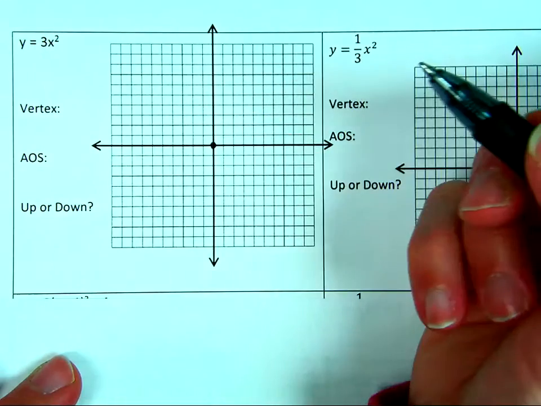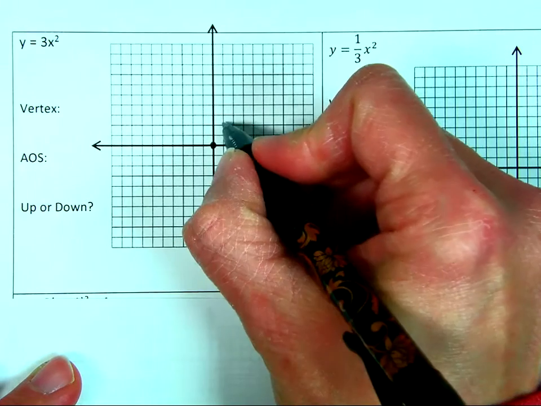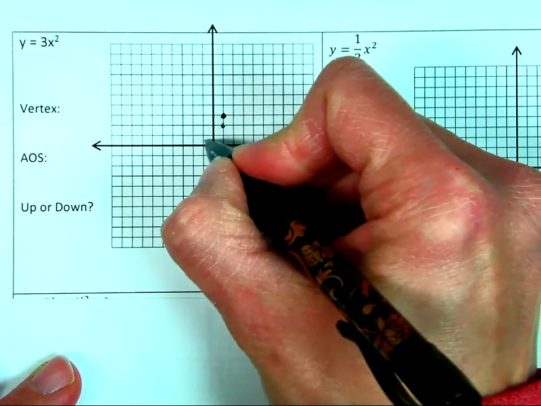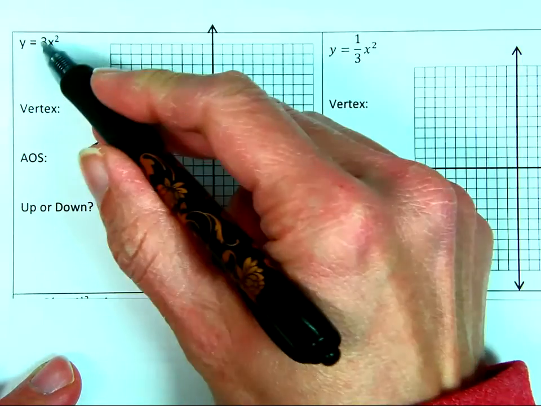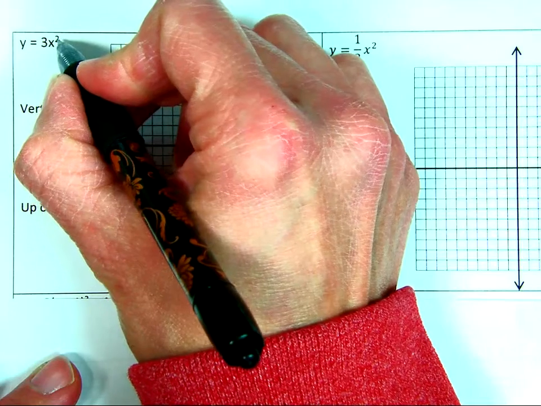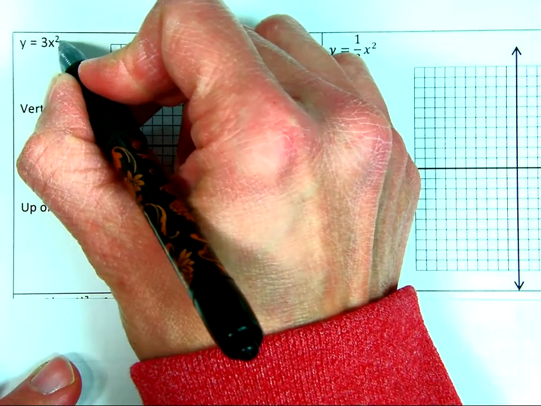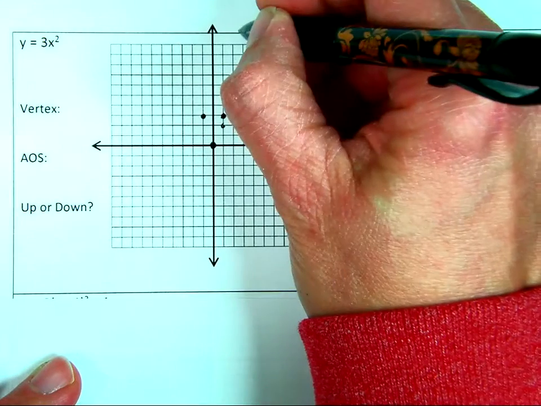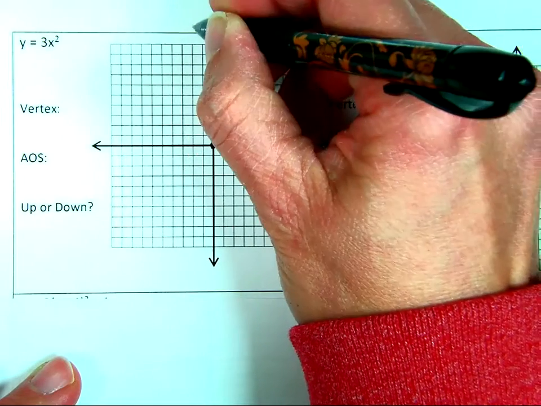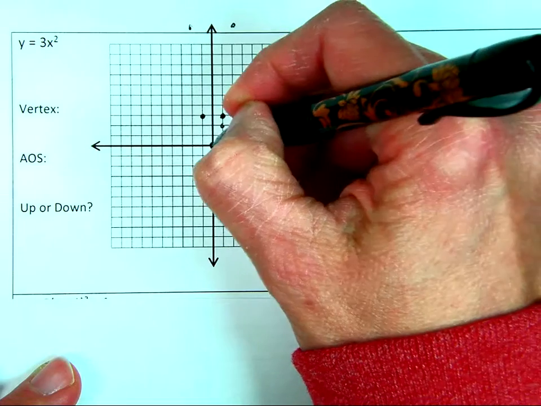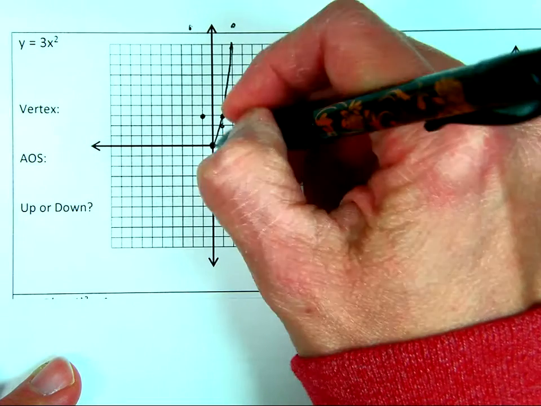If I put a 1 in, I'm up 3. Because 1 times 1 is 1, then times 3. And then if I put a 2 in there, I get 2 times 2 squared, which is 4, and 4 times 3 is 12, so I'd actually be off my grid a little bit.